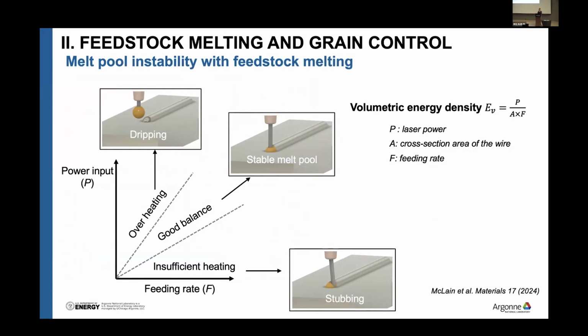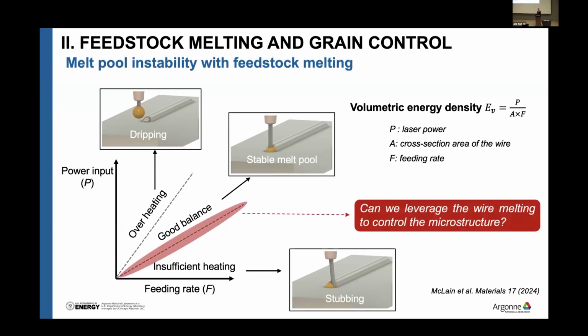But if the power input is too high or the feeding rate is too low, you may cause a dripping phenomenon, because the wire is overheated and the boiling on the wire tip can discontinue the printing process. But if the feeding rate is too high and the power input is too low, you may get a stubbing effect, which means that a large portion of the wire cannot be fully melted. So it will cause a lot of printing defects like cracking. So only with a good balance of these two parameters can you get a relatively good printing.